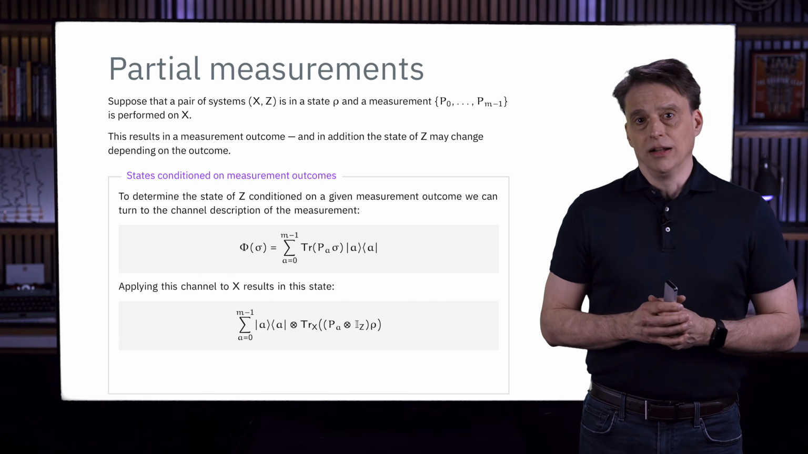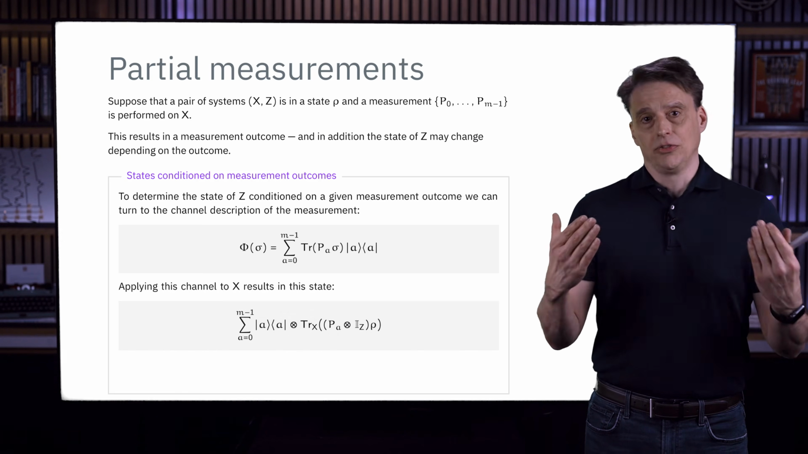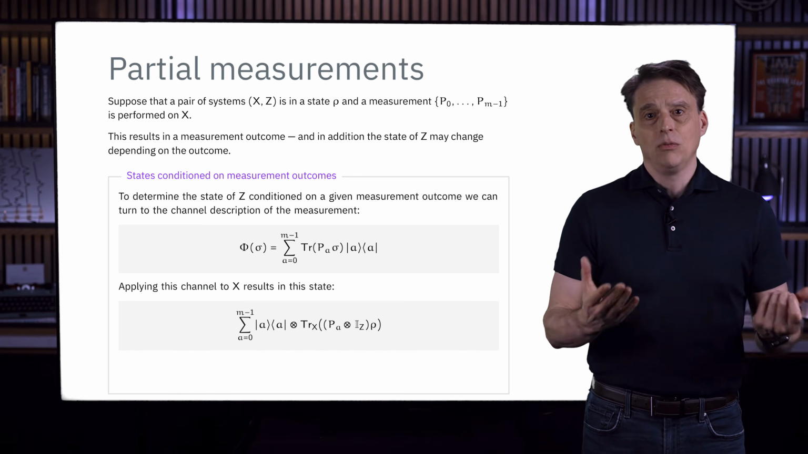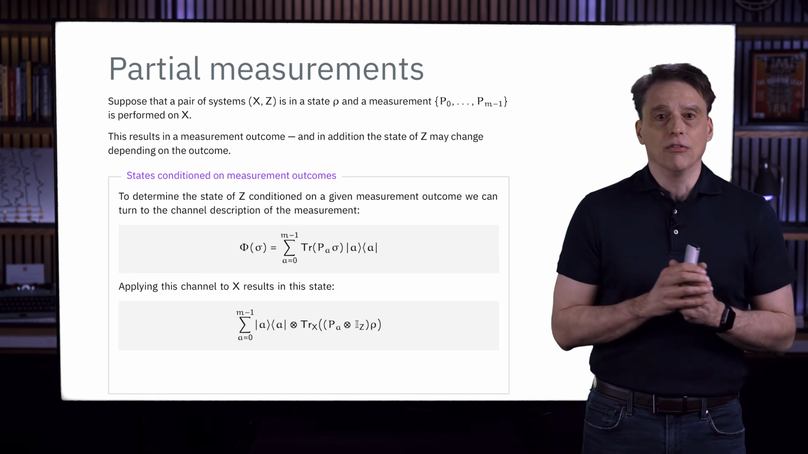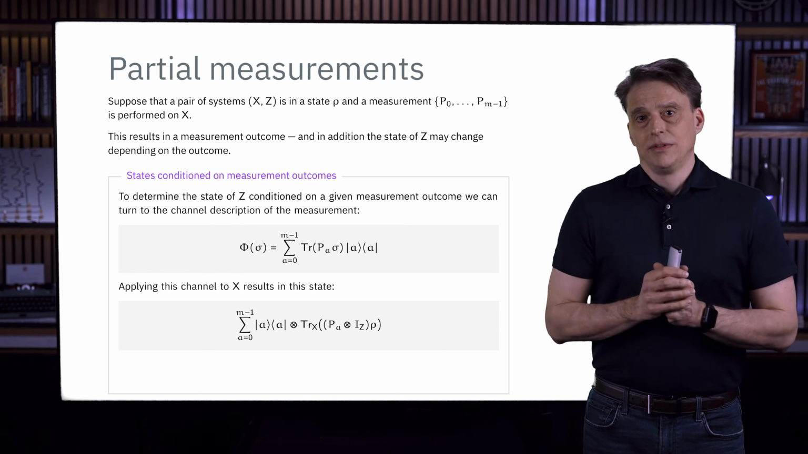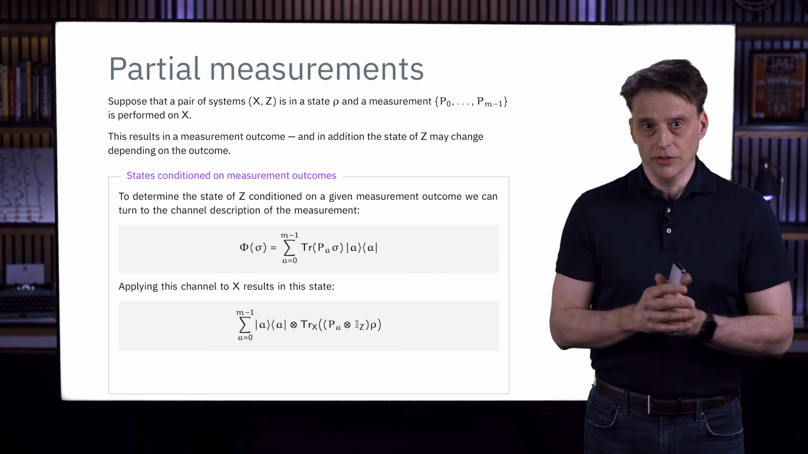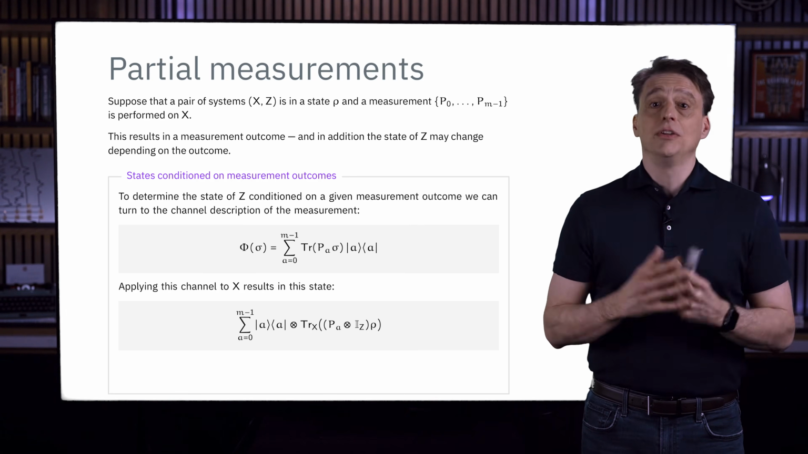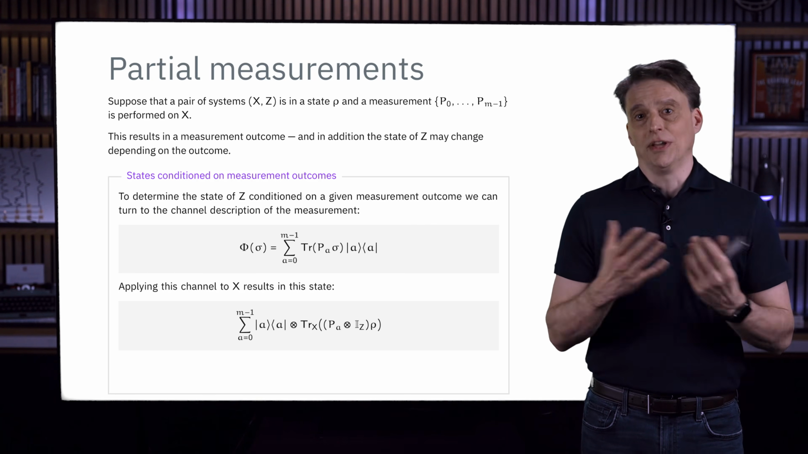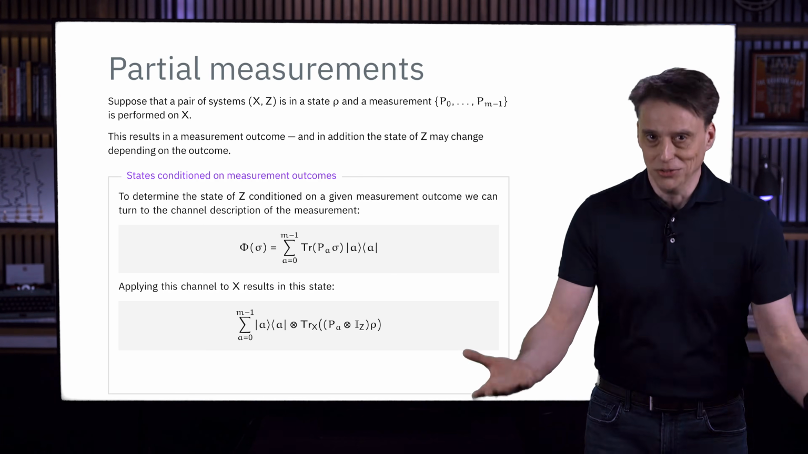If we apply this channel to the system X while the pair XZ is in the state rho, then we'll obtain the density matrix that we have right here. Again, take as much time as you need to verify this. And again, my suggestion is to first consider the case that rho is a tensor product of two matrices and then use linearity.